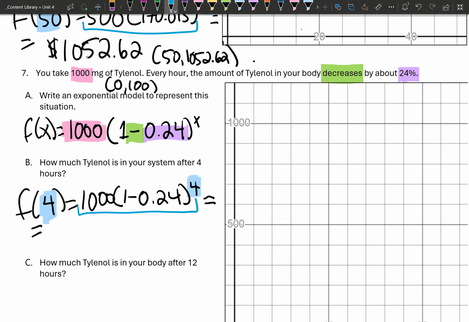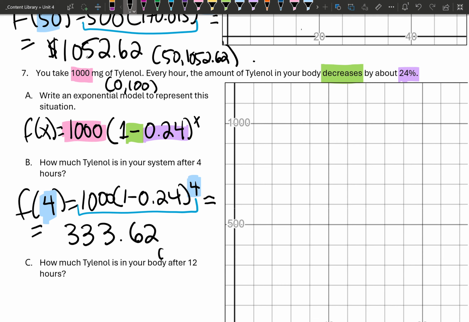Remember, just this part's going in. After 4 hours, we have only 333.62 milligrams. So that's a third of the amount.